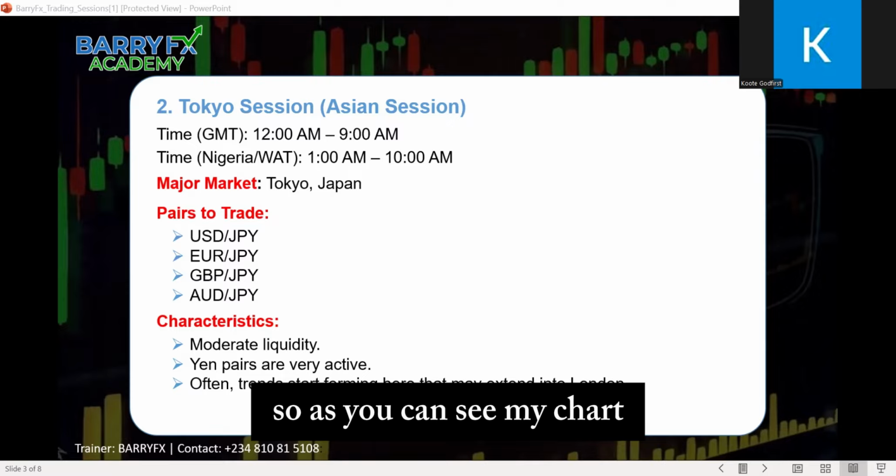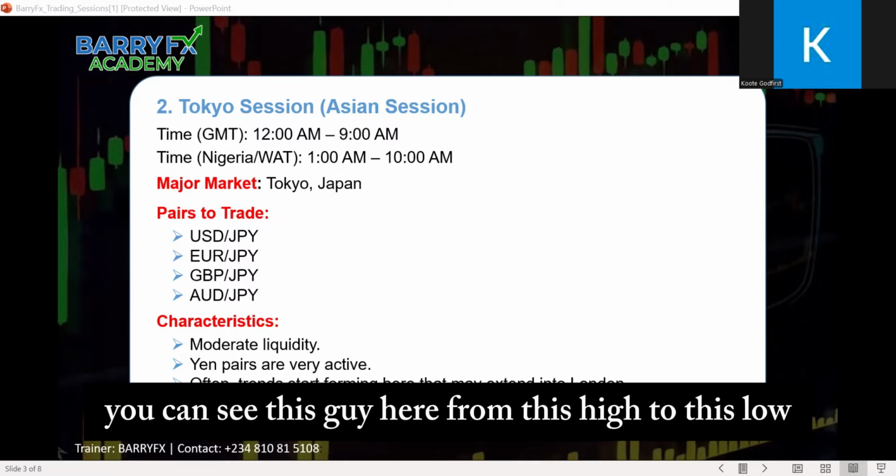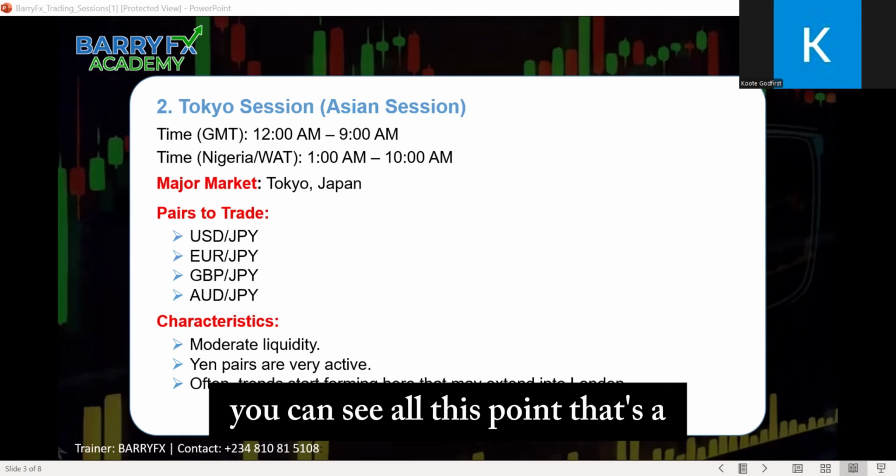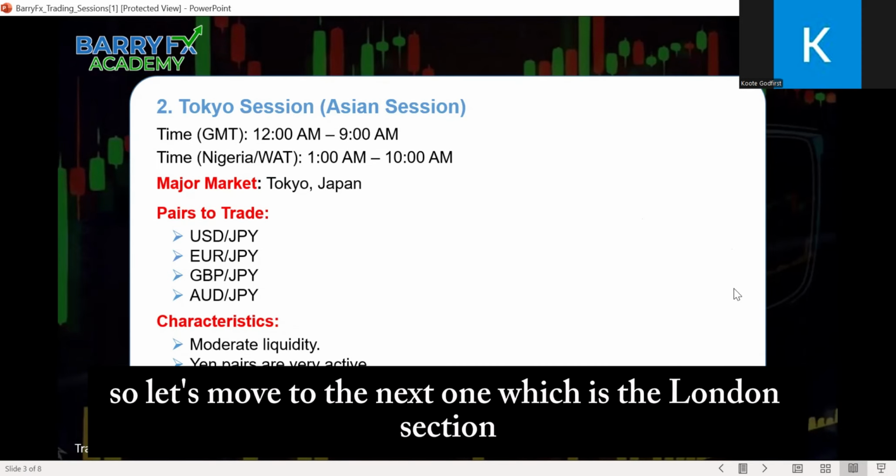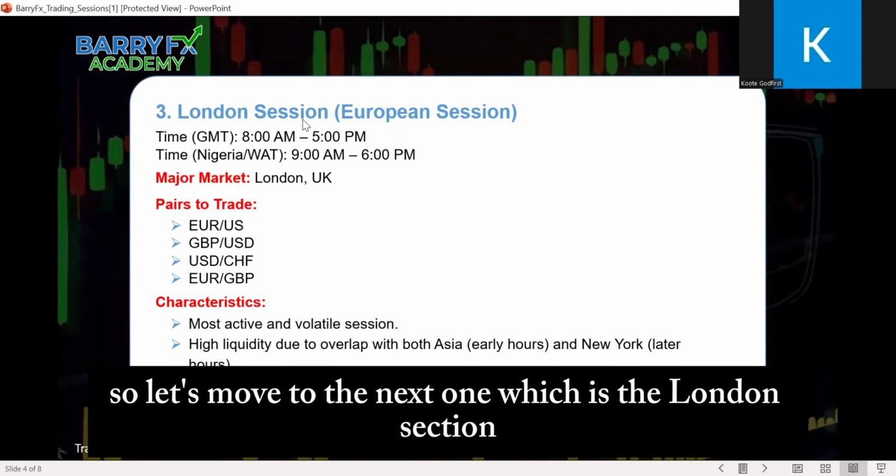So as you can see on my chart, you can see this guy here from this high to this low. You can see all these points. Let's move to the next one, which is the London section.